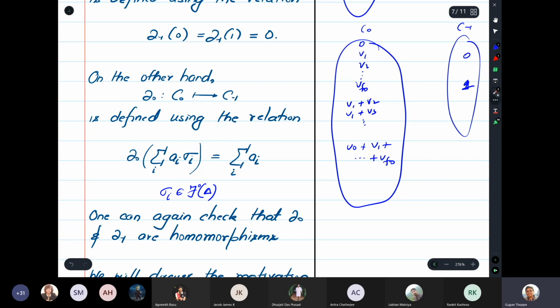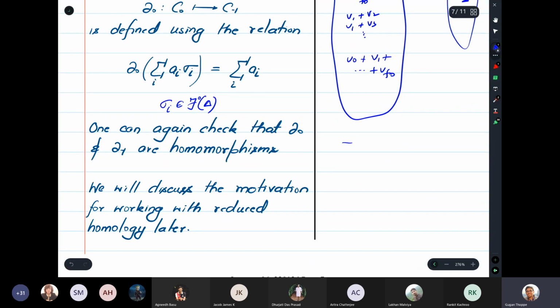So let's say you have been given a generic zero chain. The output of this generic zero chain is written over here, right? So I hope you agree that in this summation, sigma a_i, all these a_i are Z2 coefficients. So what you do is you take these a_i and you add them up.